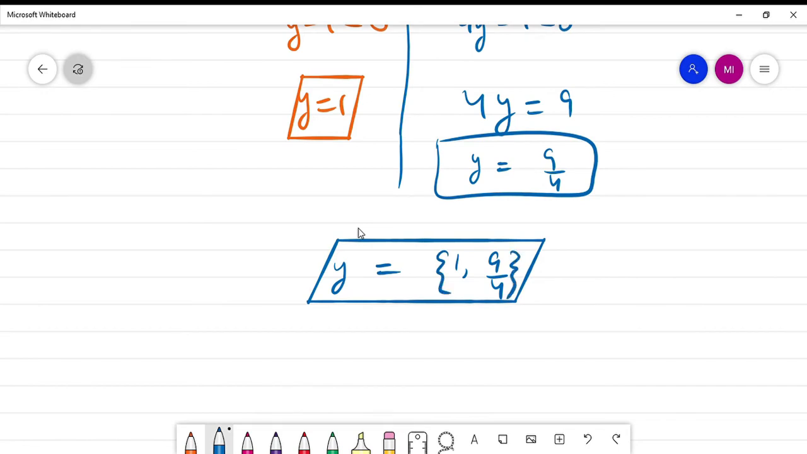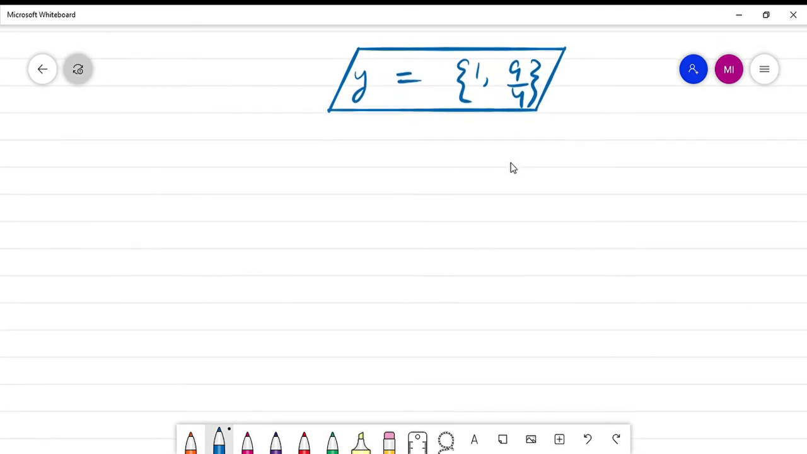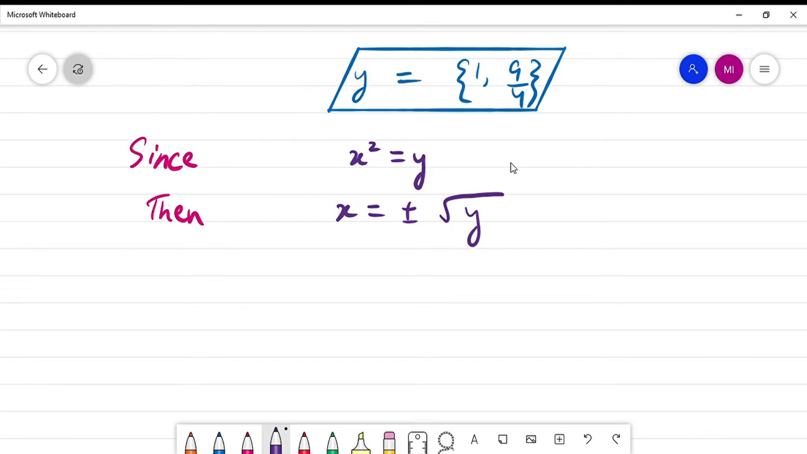But it doesn't end right here. When we started this question, we started to find the values of x, and we just found the values of y. Since we let x squared equal y, we can also write this as x is equal to positive and negative square root of y. Now we're going to put each of y's values here, and we're going to find the values of x.